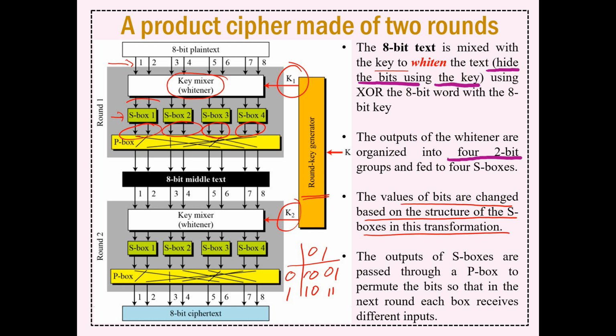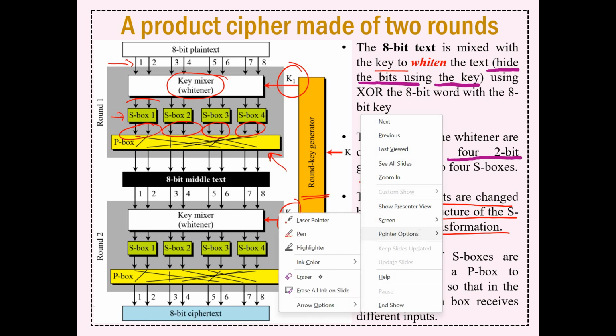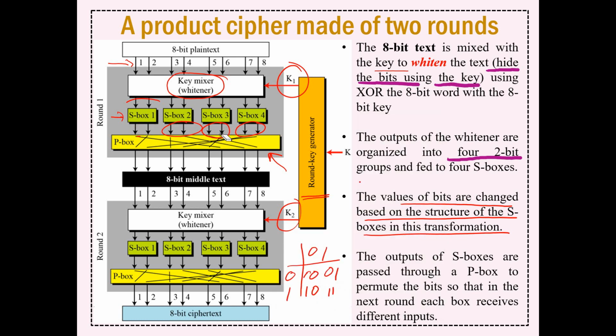So what can be the permutation table? Can you tell me quickly? What can be the permutation table at this point? My question is, you have a permutation table over here. What will be the permutation table given these are the possible combinations? Can you give me quickly?